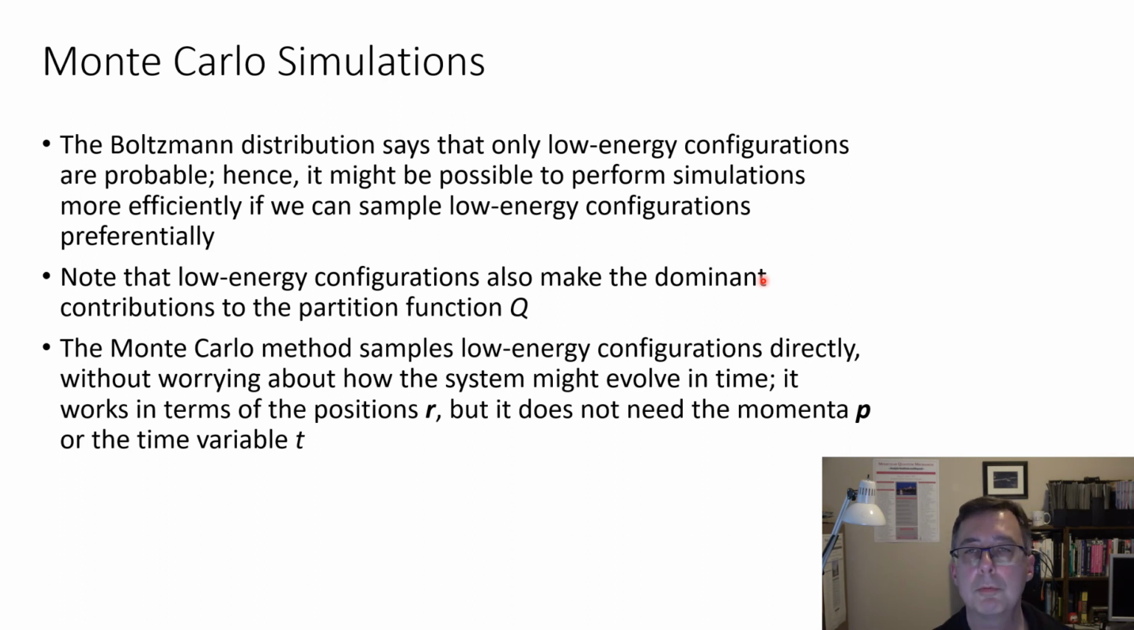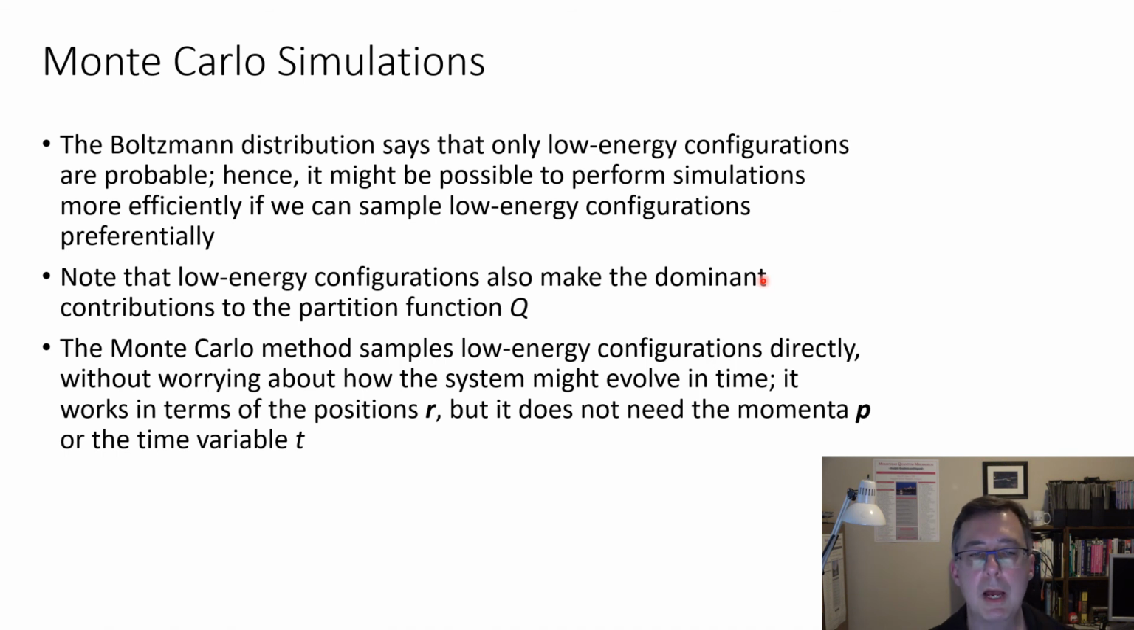The Boltzmann distribution tells me that only low energy configurations are probable. That exponential was minus E over kBT. If I have a high energy, then I have e to the minus some big number, and that decays very rapidly, so it's a very low probability.